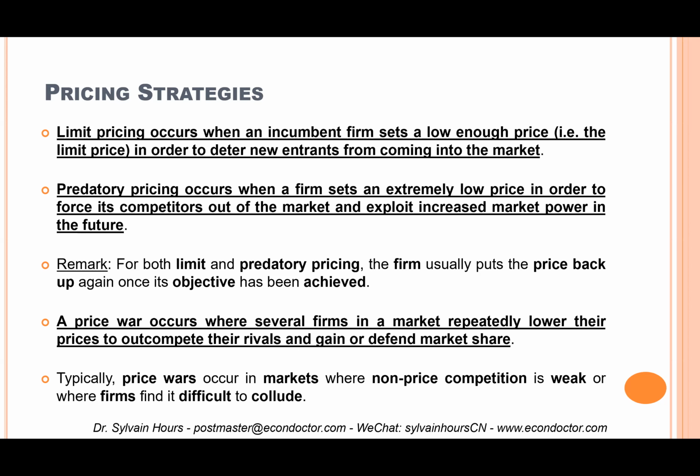So it's different. Limit pricing is about making sure new firms don't enter. Predatory pricing is just to make sure that existing firms exit, okay? They leave. And of course, once they have left, if I'm still alive, I can enjoy a stronger market power. All right. So that's the difference between limit pricing and predatory pricing. Is the price lower than the average cost?